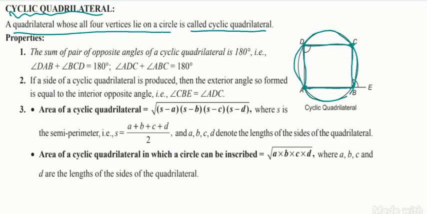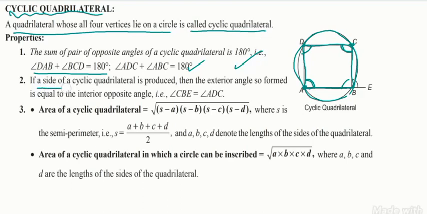Look at the properties. The sum of a pair of opposite angles of a cyclic quadrilateral is 180. Easy only. The opposite angles A and C, if you add them, you will get 180. Same here, D and B, if you add, 180 will come. Sum of the opposite angles is equal to 180.